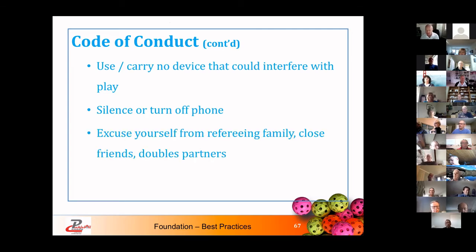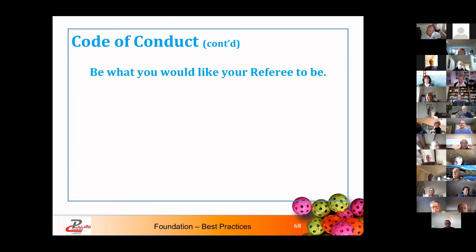Excuse yourself from refereeing family, close friends, and certainly doubles partners. That's just a no-brainer. Again, we want to avoid any conflict of interest there and being biased or appearing to be biased. So you just do not get into refereeing any of those people. Just say to the referee in charge or the referee coordinator, I'm not going to do that game, please. Can you give me the next one?